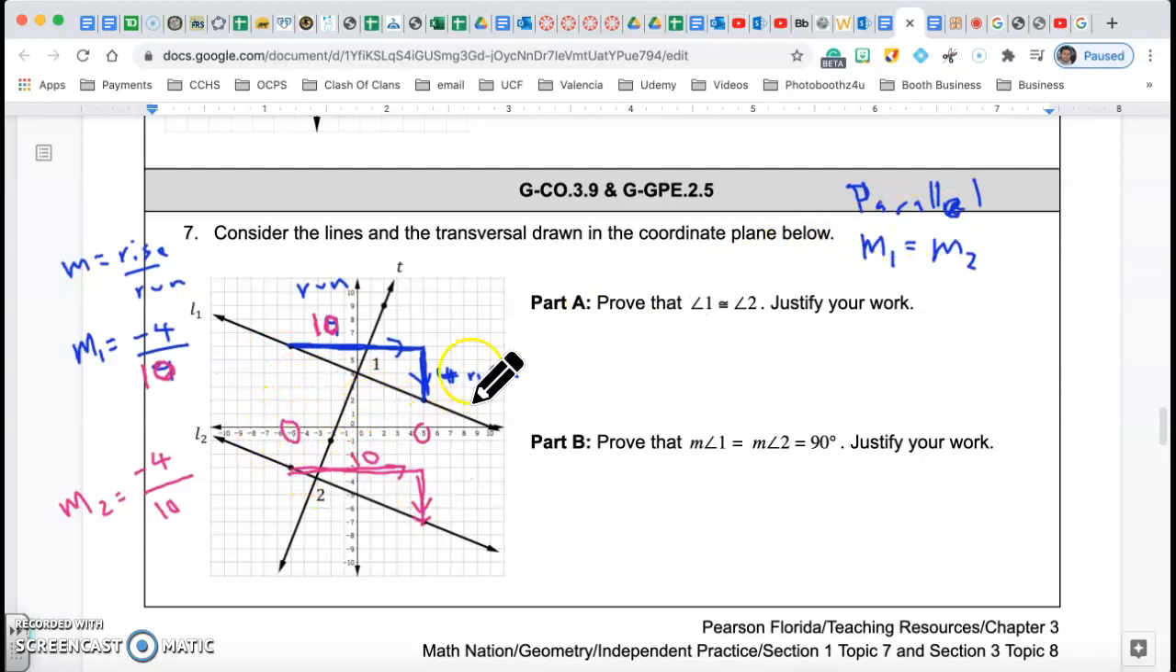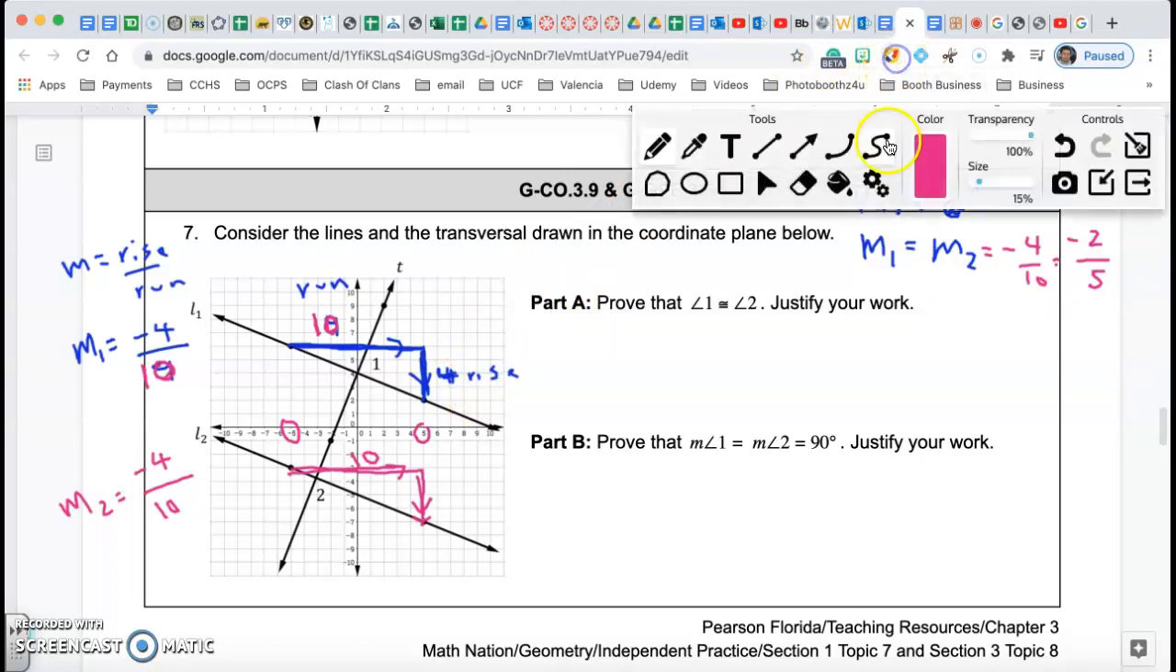So this is just proving that they're parallel lines. Now I know they have the same slope, which is negative 4 over 10, which I can reduce. Divided by 2 divided by 2 is going to give me negative 2 over 5. They have the same slope, therefore I know they're parallel lines. Okay, first step. Next. So now I know they're parallel lines.